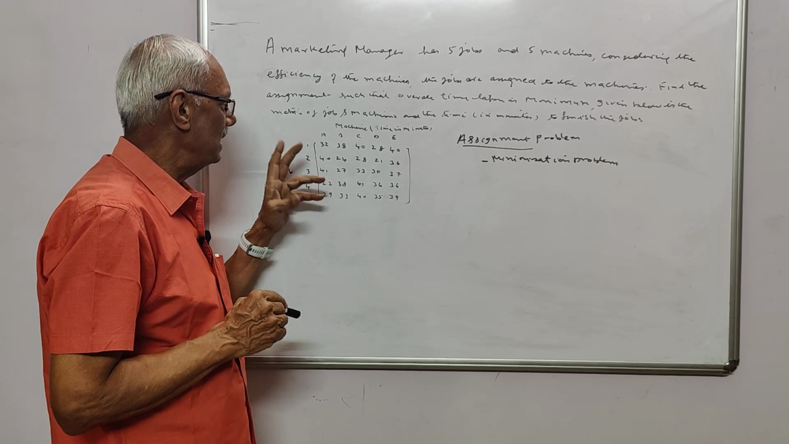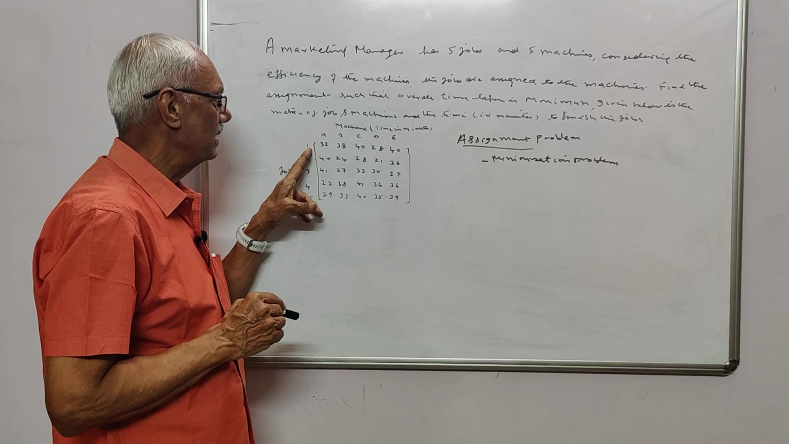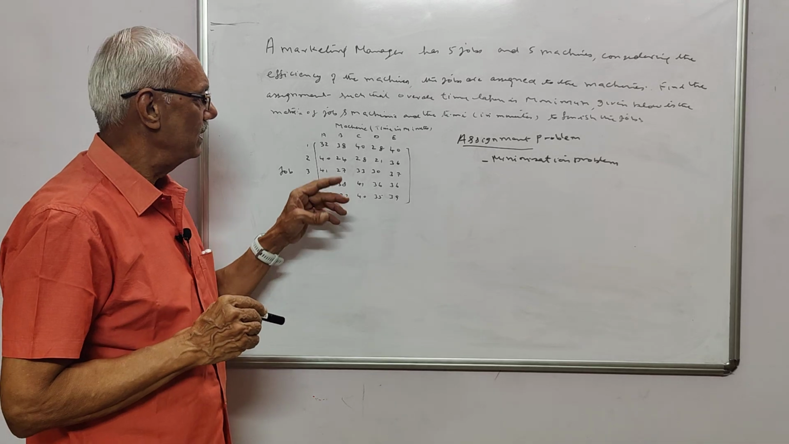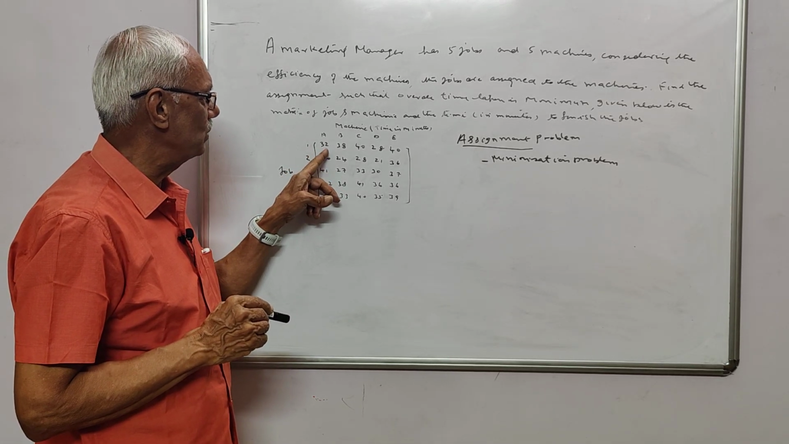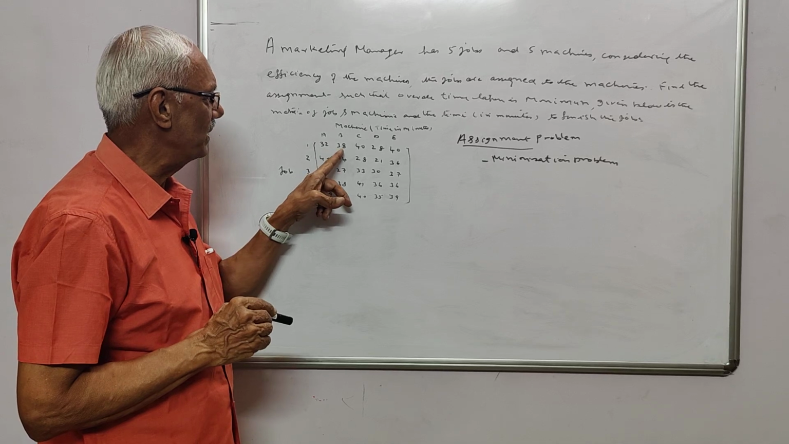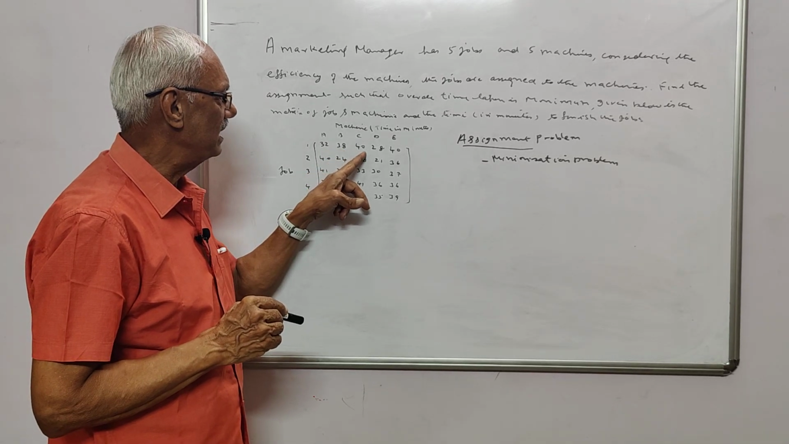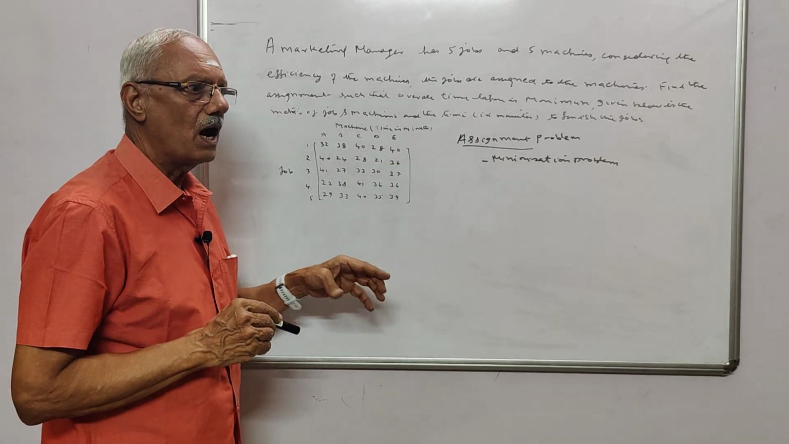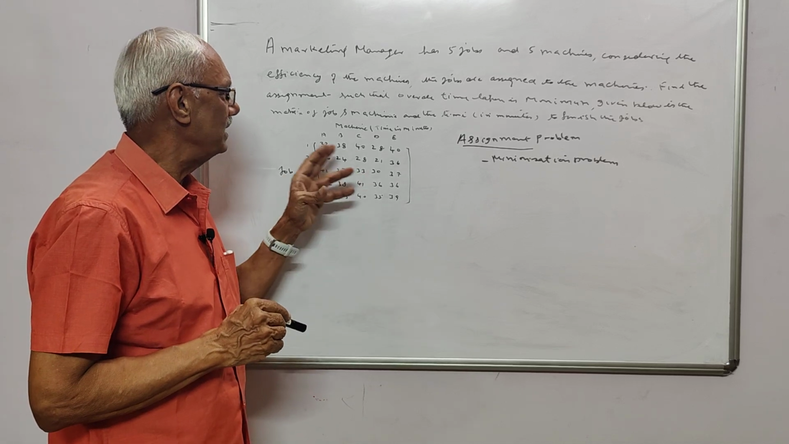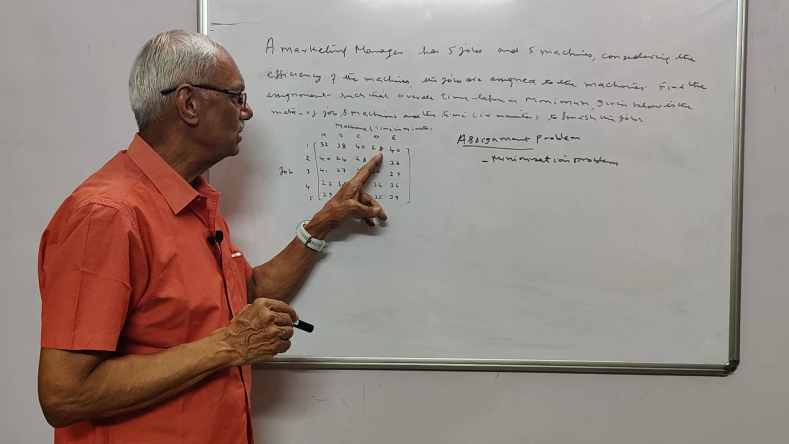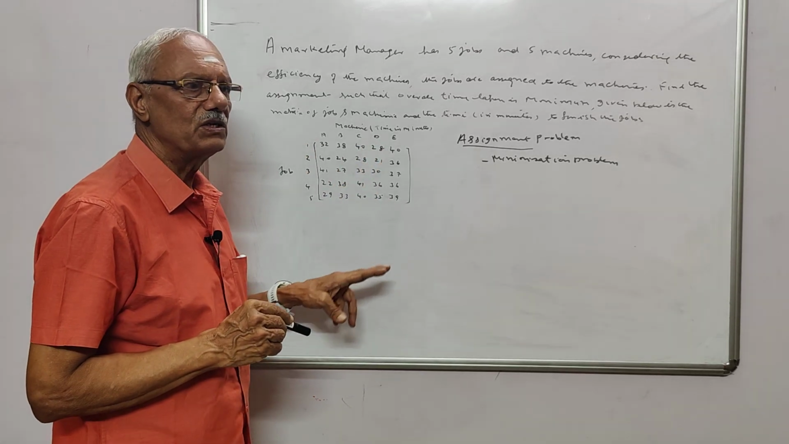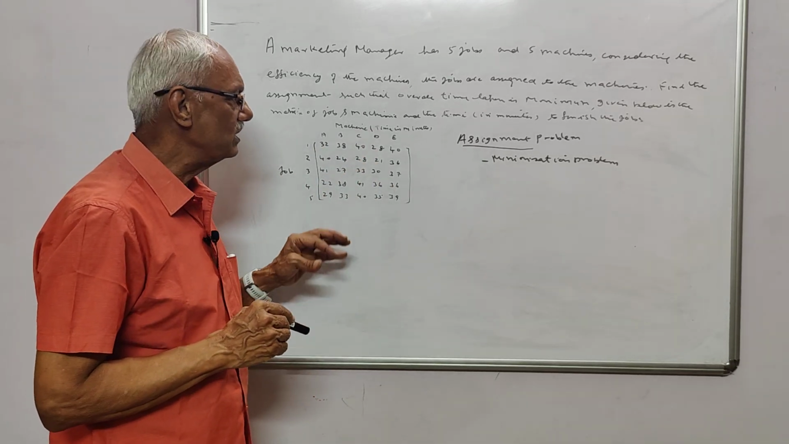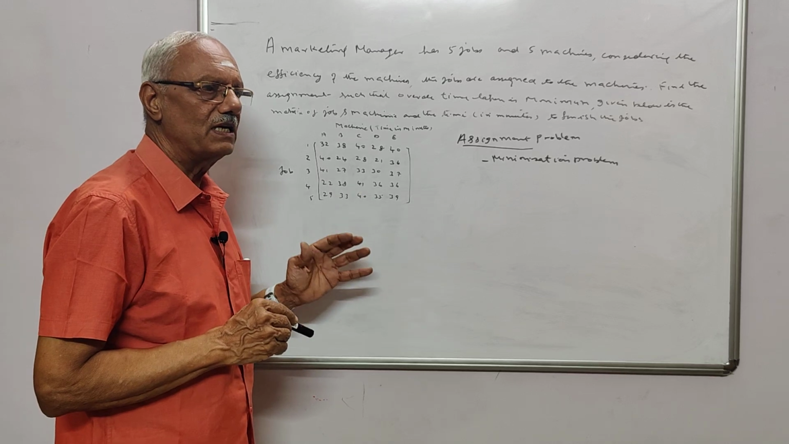Now you see that, for example, if you take job 1, it can be given to any of these machines, and you can find that if it is given to A, it takes 32 minutes, whereas B takes 38 minutes, C takes 40 minutes, D takes 28 minutes and E takes 40 minutes. Our common sense tells us that it is better to give job 1 to machinery D, because it takes the least time amongst all. So it is 28 minutes. Likewise you can judge.